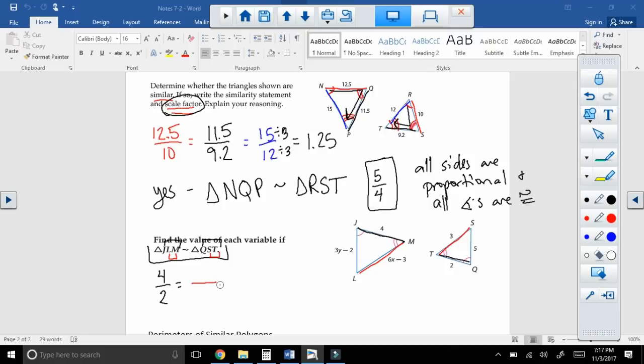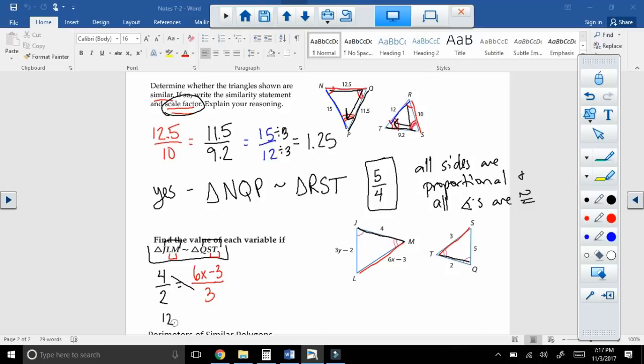So I had said before that there's more than one correct way to write this proportion. And there is. If you do it the same way as me, that's fine, but you could get the same answer a different way also. So we have 6x minus 3 over 3, and those are going to correspond. So what I'm going to do is I'm just going to solve this for x.